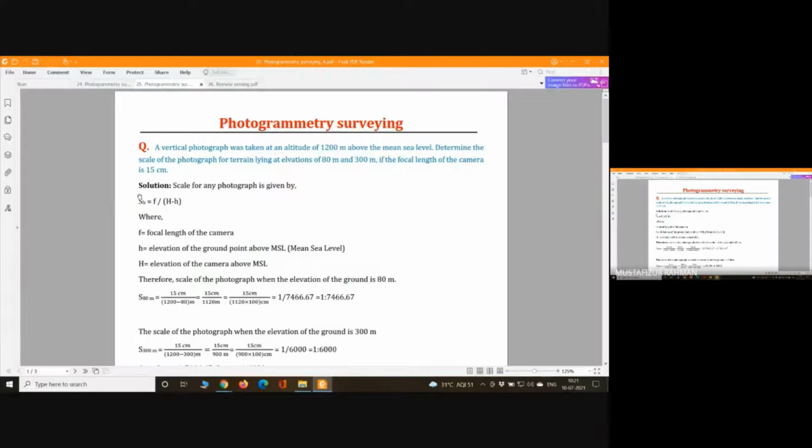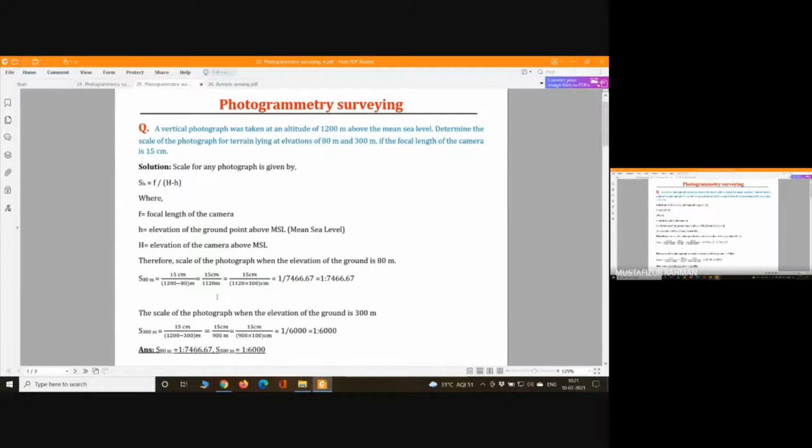So using that same formula, what are the givens? Focal length is given. Elevation of the camera, RL of the camera point, the exposure point, is given. And elevation of the ground is also given. So 15 centimeter divided by 1200 minus 80 meter. Then we do the correction for meter, centimeter, etc., so that they are in the same unit, and we get the scale of the photograph which is taken at an elevation of 80 meter.